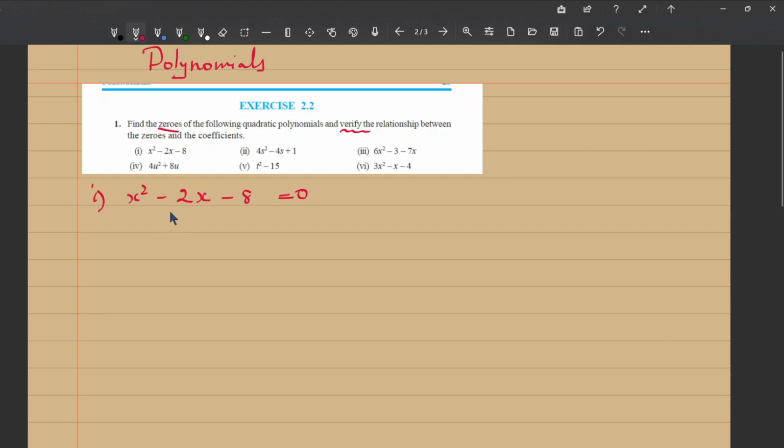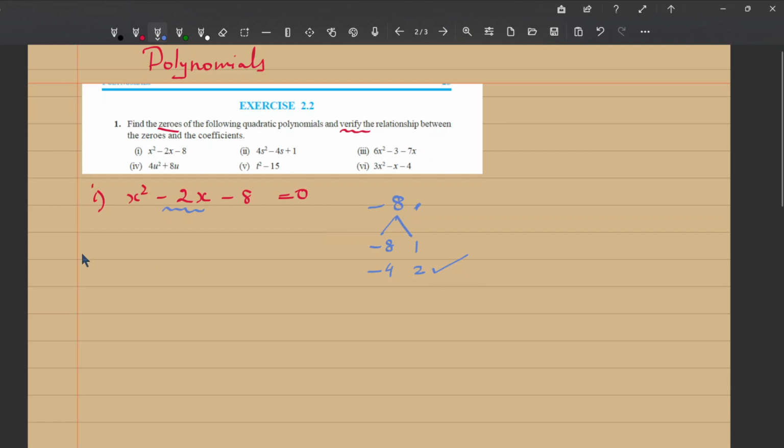For factorizing, we split the middle term such that the sum of the terms is equal to minus 2 and the product should be equal to minus 8. So let's find factors for minus 8. Minus 8 and 1 do not add up to minus 2, so we cannot use these two numbers. Why not minus 4 and 2? Minus 4 multiplied by 2 is minus 8, yes. Minus 4 plus 2 is minus 2, yes.